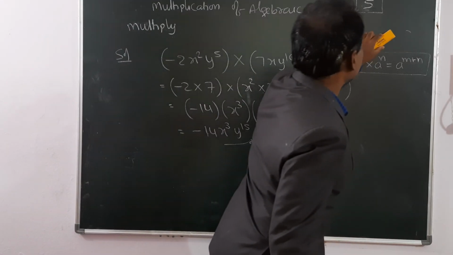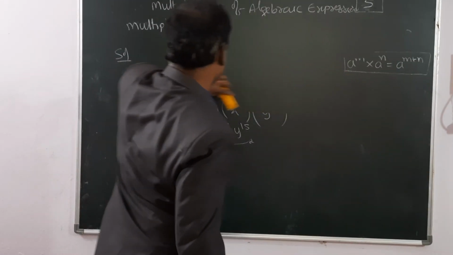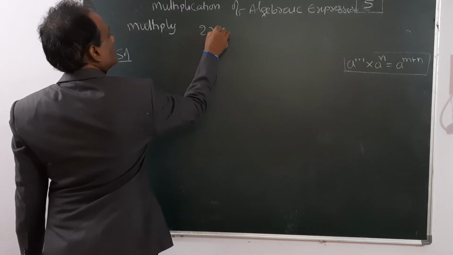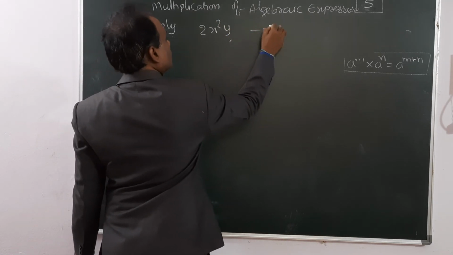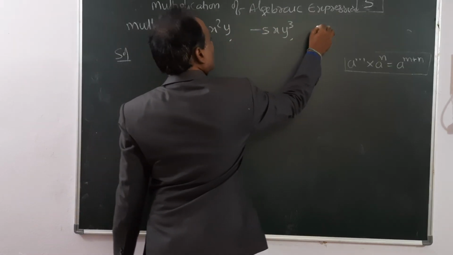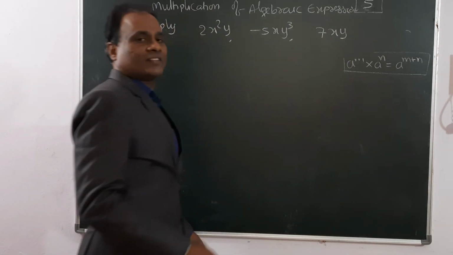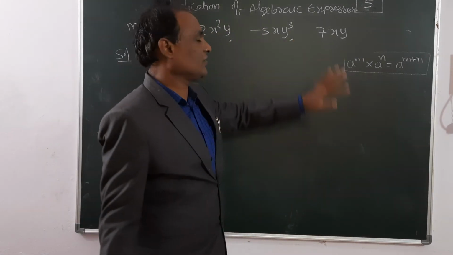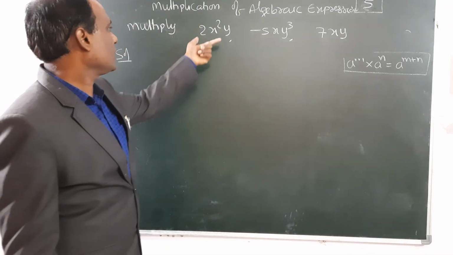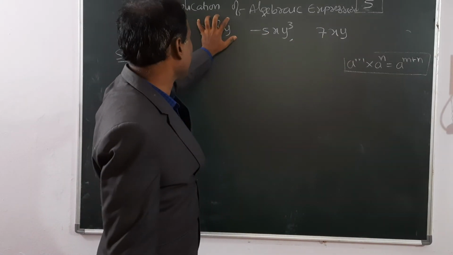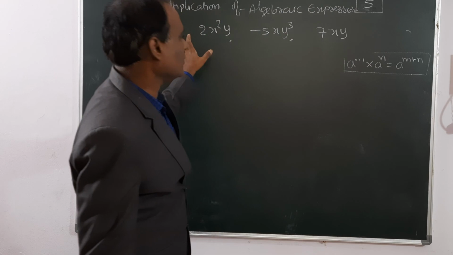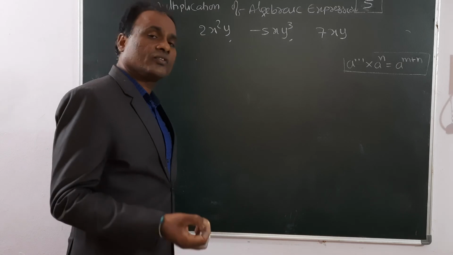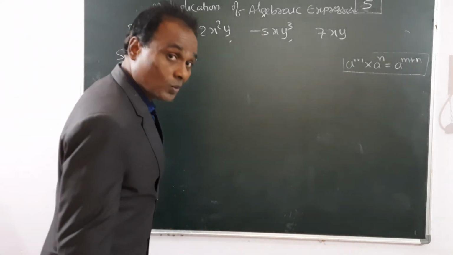Now, I will take more monomials, more than 2, and multiply these 3. Multiply 3 algebraic expressions, 3 monomials. See, one term, one term, one term. So this is having one term, this is one term, this is one term. So 3 algebraic expressions, or we can call them 3 monomials. An algebraic expression having only one term is also called a monomial. So multiplying these 3, how to multiply?